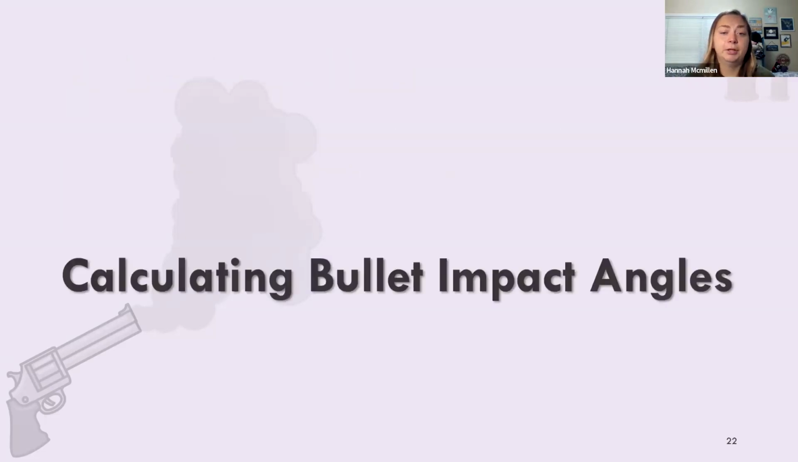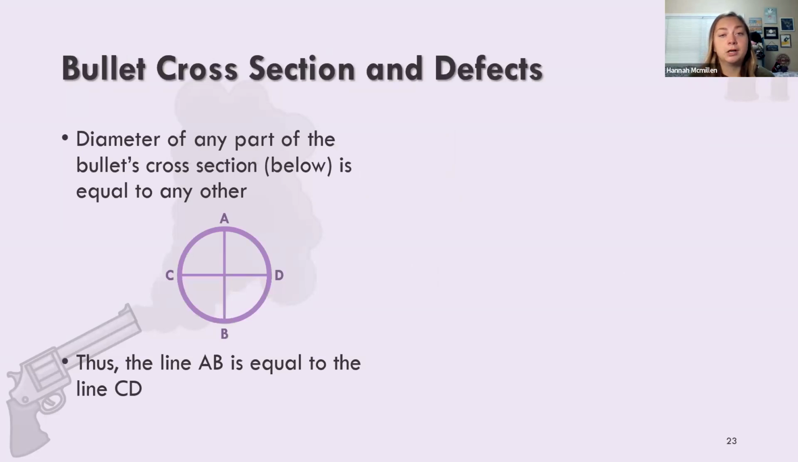So when it comes to calculating bullet impact angles, this all goes into trajectory analysis. We first look at the bullet cross-section and defects. So this is going to be very similar to what we'll talk about with bloodstain impact angles as well. So just keeping in mind the similarities in these calculations. So first we're looking at the diameter of any part of the bullet's cross-section. So circular, we have our AB line and our CD line. So AB is equal to CD, right? It's a circle, the diameters are going to be the same.